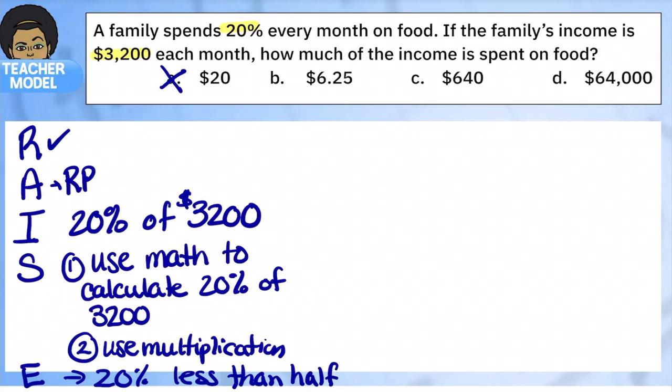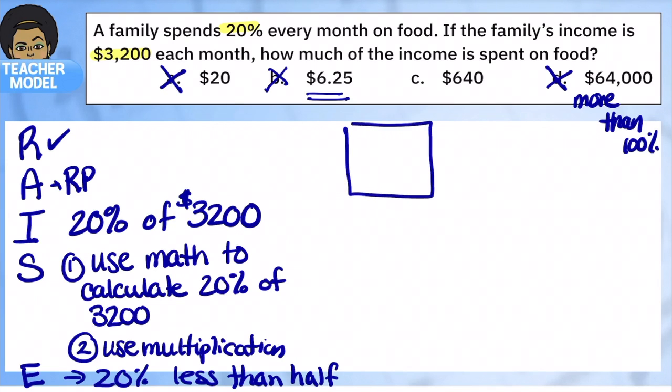But I'm definitely sure D, $64,000, is much too big because that's more than the money we have. There's more than 100%. And I'm also pretty sure that B is incorrect because that's also way too little. That's close to nothing. So I'm assuming that's way less than 20%. So let's find out for real. Let's justify our work and let's set this up.